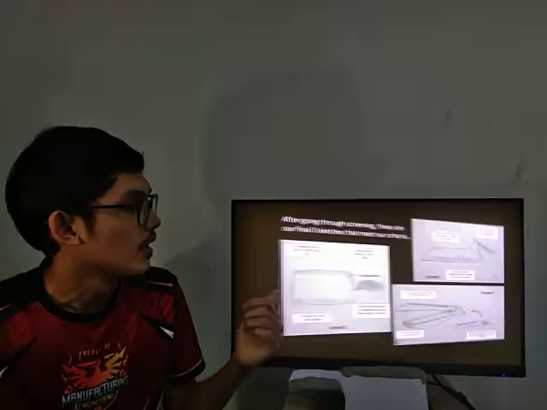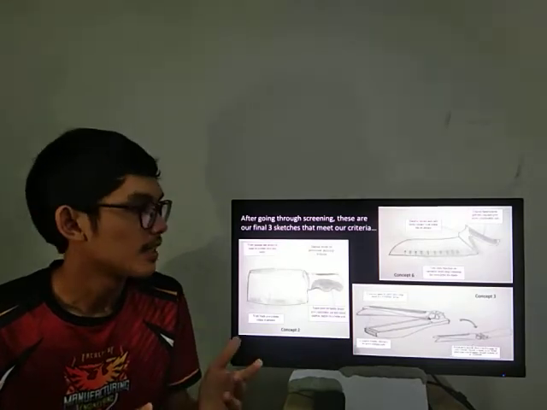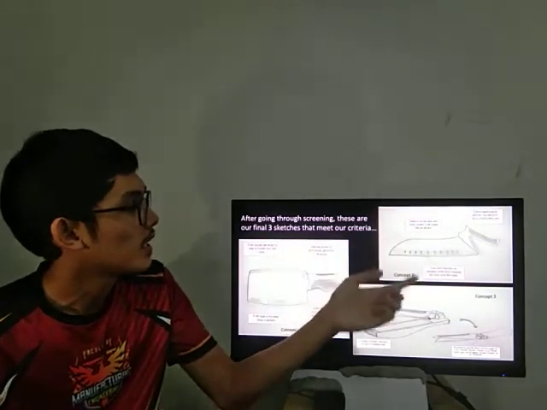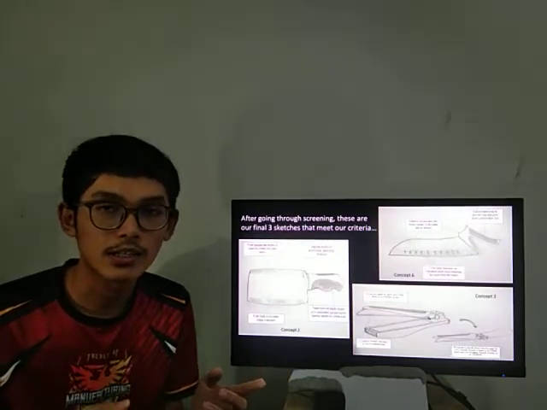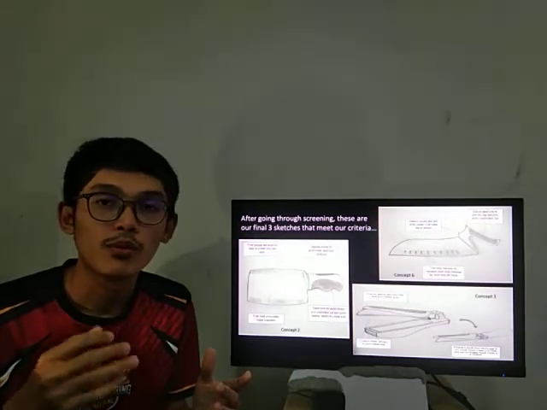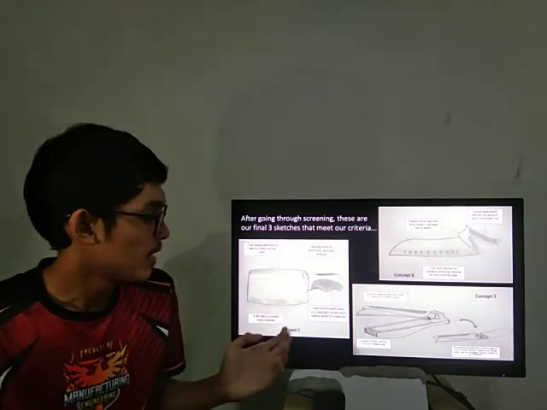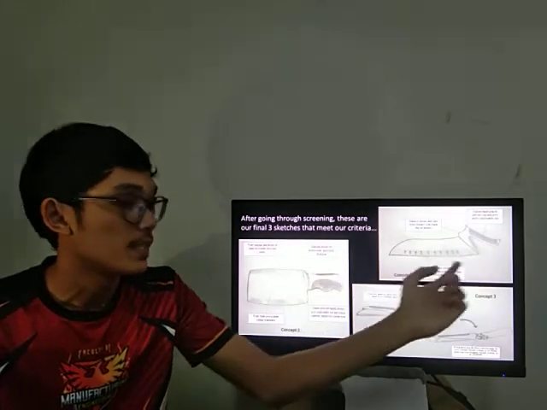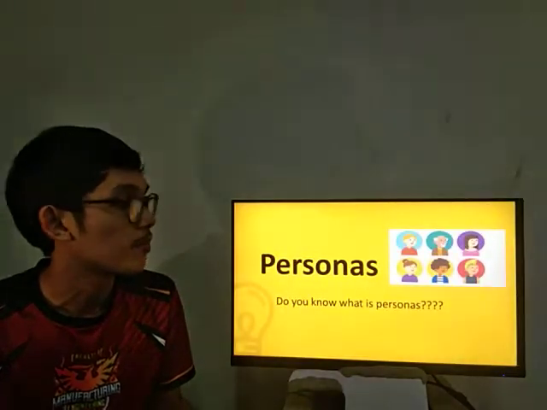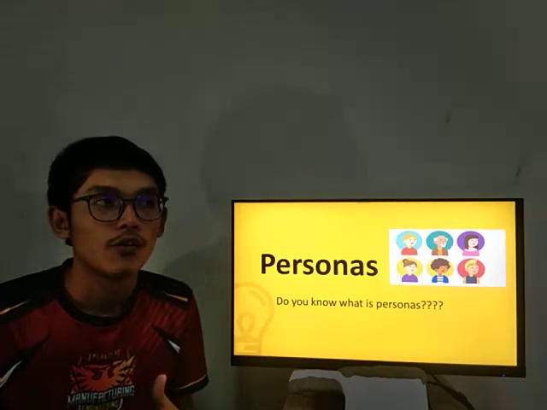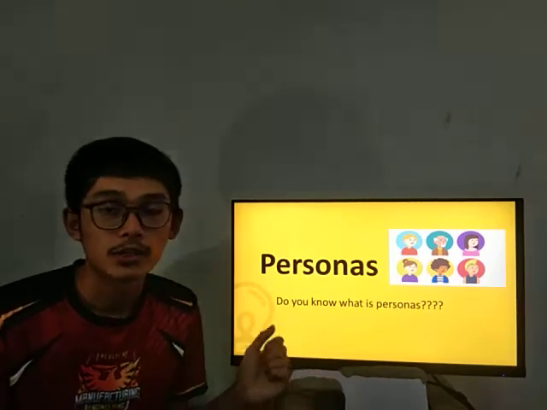For the industrial design sketching, these are the final 3 sketches that meet our selection criteria and will be more useful to our end user. Basically, concept 2, concept 6 and concept 3 are chosen. Okay, personas. Then we are going through the personas.